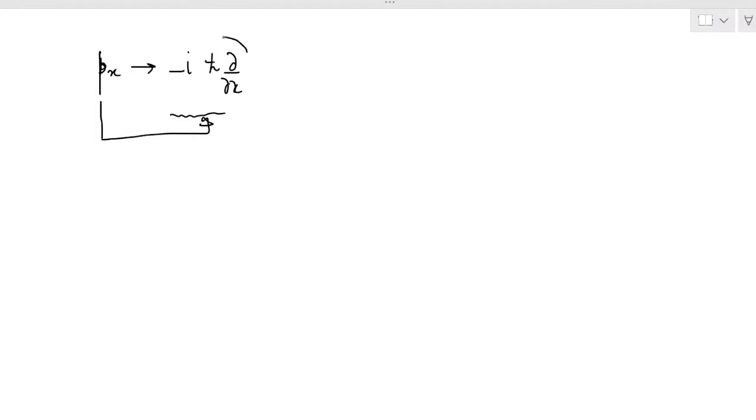So let's say this is your operator px cap, and we want to know whether it is linear or not. How to come to this particular conclusion?